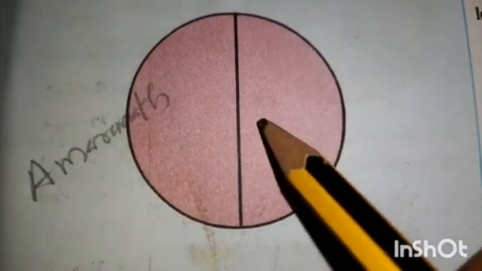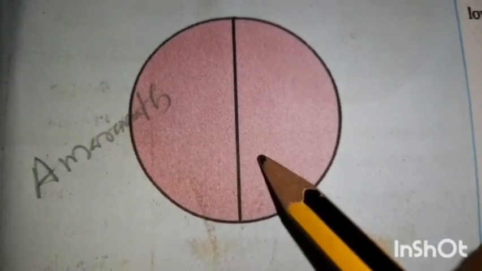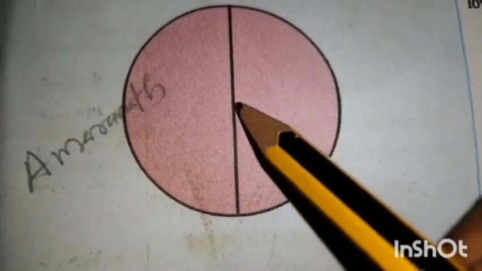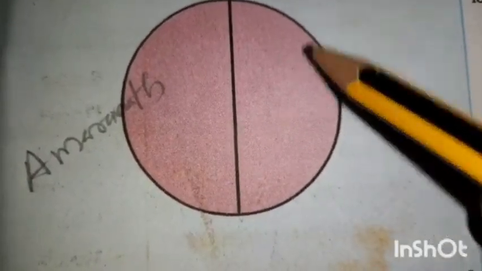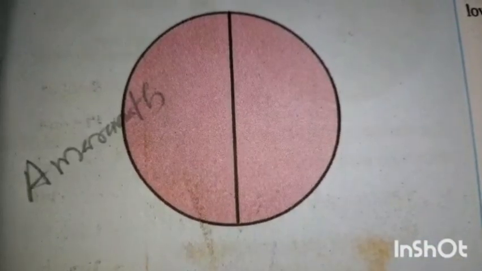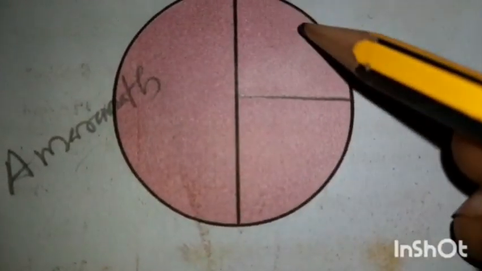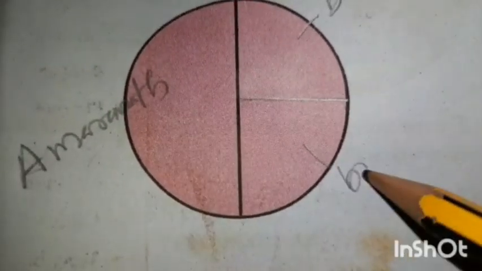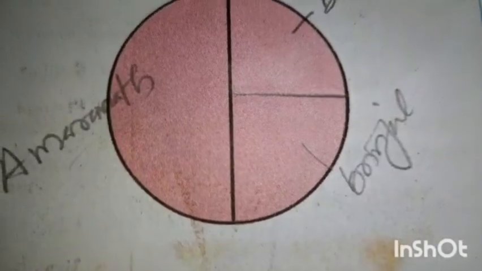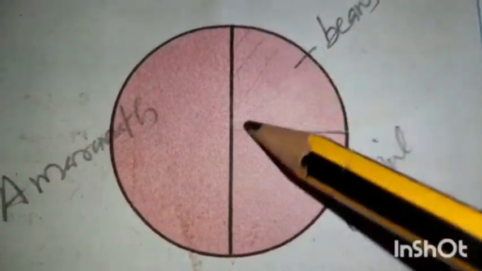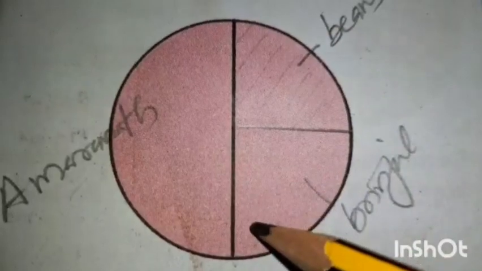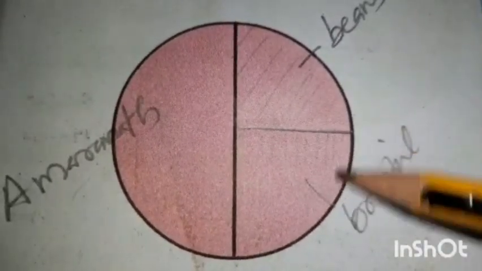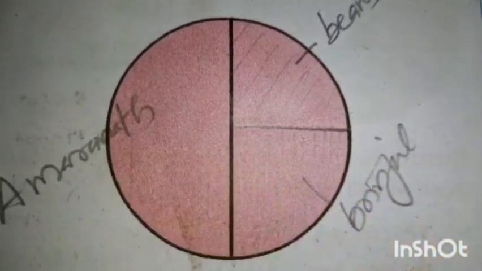Okay, then the next portion is given for which one? Beans and brinjal. Again you can divide this portion. So one part is for beans and one part is for brinjal. So half is given for amaranth. Next part is given for beans and brinjal. You can shade it. This part is given for beans and this part is given for brinjal, and the half portion is given for amaranth.